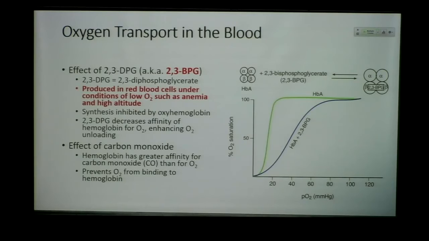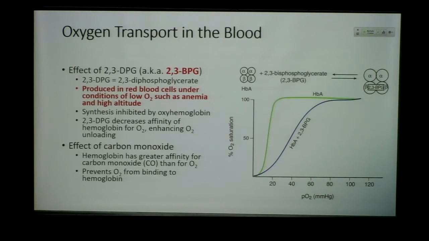Now, the fourth factor that influences the way hemoglobin behaves is called 2,3-DPG, aka 2,3-BPG. You may see this in different literature in different ways, but just understand it's the same thing. 2,3-diphosphoglycerate or bisphosphoglycerate is referring to the same molecule. This is produced in red blood cells under conditions of anemia or low oxygen saturation. This is also produced at high altitudes, which also equals low oxygen saturation. So basically under these types of states, we create more of this 2,3-DPG.